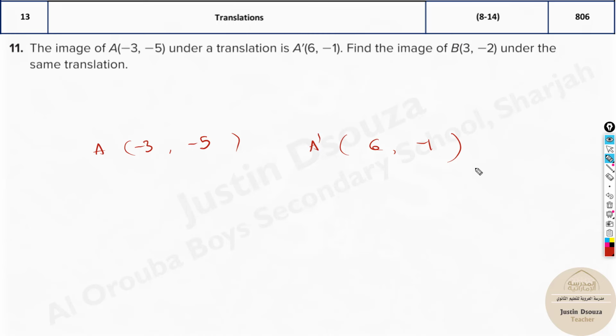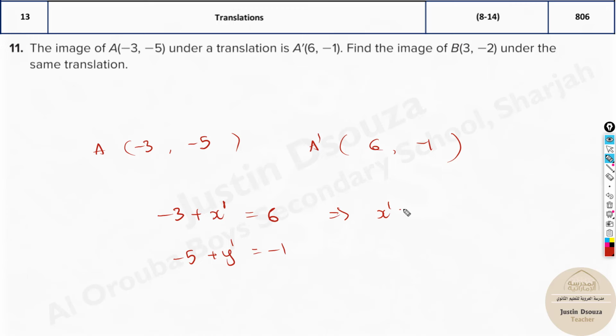How do you find the translation vector? Now translation vector would be minus 3 plus x prime will be positive 6, right? When you add the translation vector over here, you're going to get 6. And over here also, next point, minus 5 plus y prime will give you minus 1. So what is this x prime? Just take minus 3 to the other side.